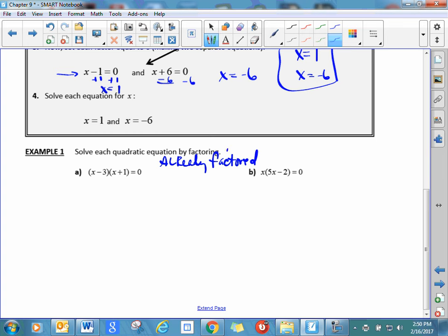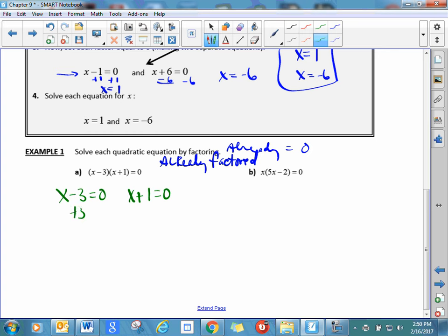They are already set equal to 0. So basically somebody's done the factoring for you. Here is your factored form, and you are going to take each factor, and we don't really need those parentheses. We're going to take each factor and set it equal to 0 individually and solve it.